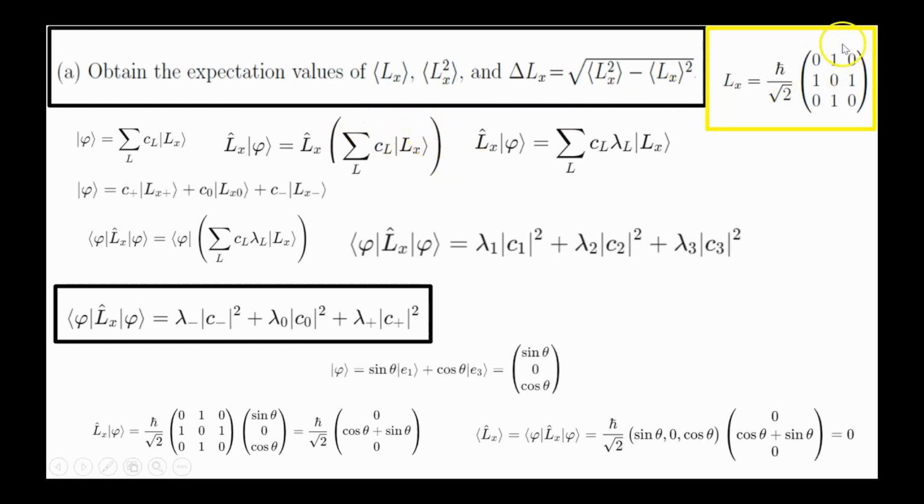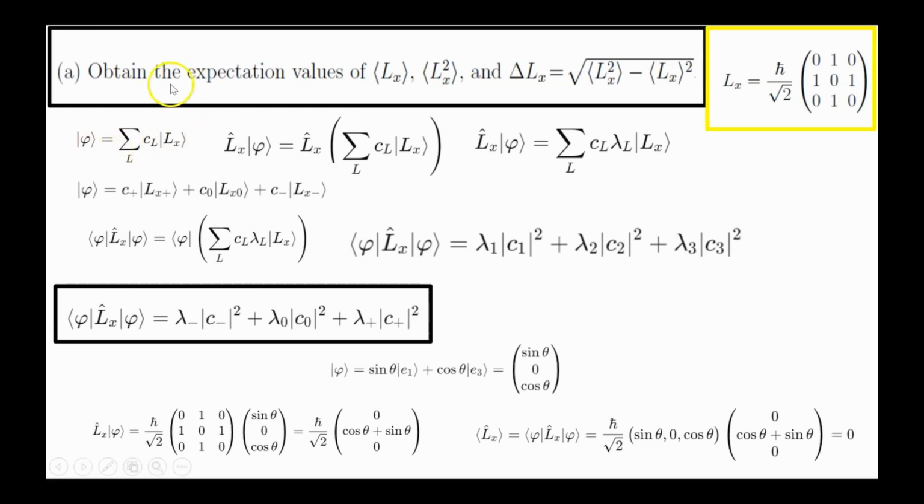These kets are eigenvectors of this matrix, therefore this expression turns into this expression where lambda_l are the eigenvalues. This equation tells us that the result of applying Lx onto the state phi is a superposition of each eigenvector, weighted by its corresponding eigenvalue and the amount of the eigenvector present in the state phi. Next, we sandwich this expression with the bra phi. That's done right here. We multiply from the left with the bra phi to find the expectation value.